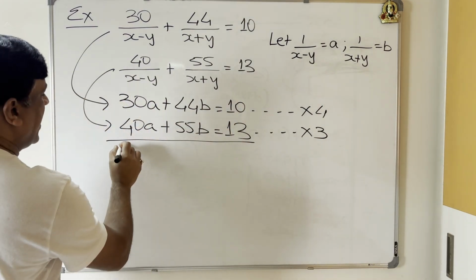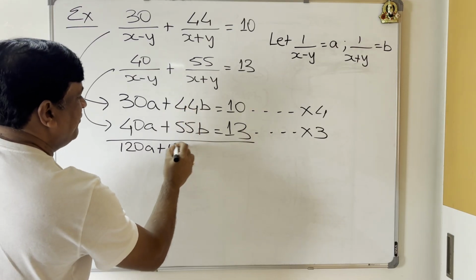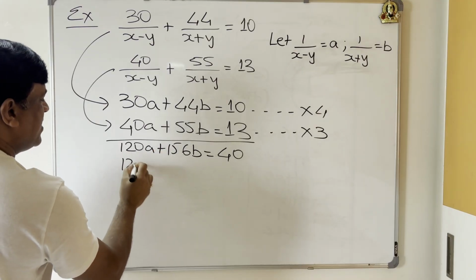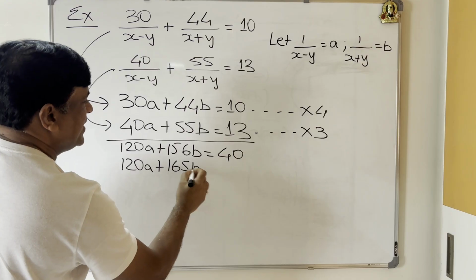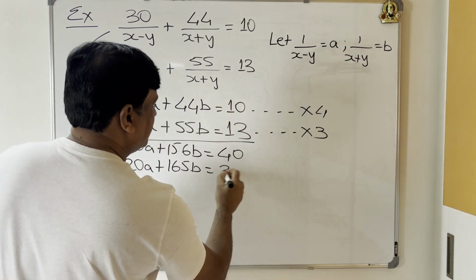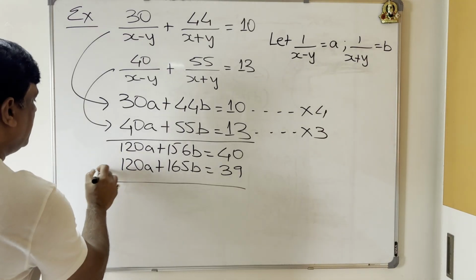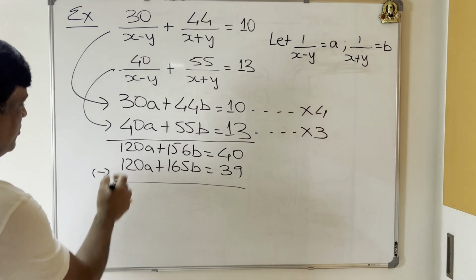When I multiply this by 4, I get 120a plus 156b is equal to 40, right? And the second equation, multiplied by 3, will become 120a plus 165b is equal to 39. Look at it. So now between these two equations, what can I do? Can I subtract equation 1 from equation 2? Can I subtract both of them? Look at it. I can do that.